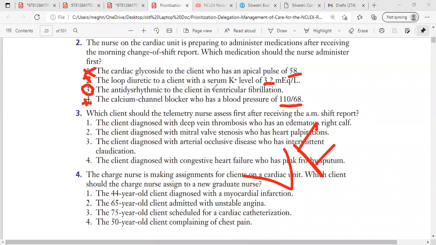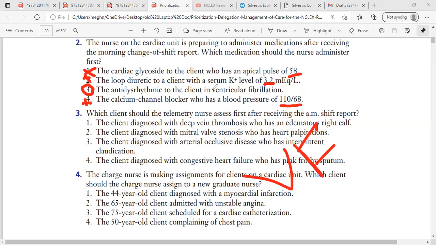We chose this answer because the antiarrhythmic medication for ventricular fibrillation is important for dysrhythmia, to get back the normal rhythm of the heart. This is important and is the first priority, and we give this medication first, right?